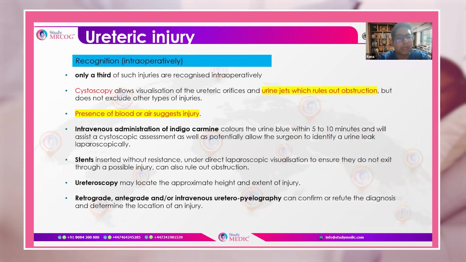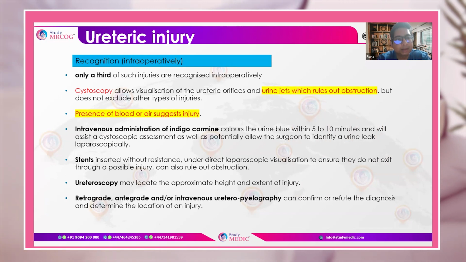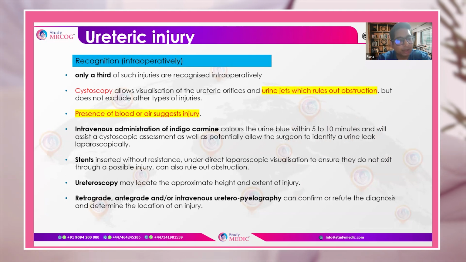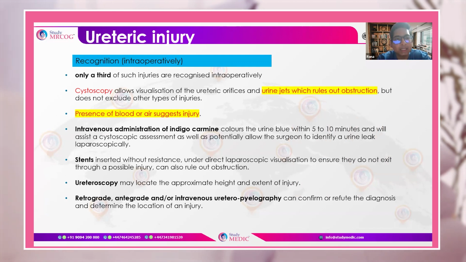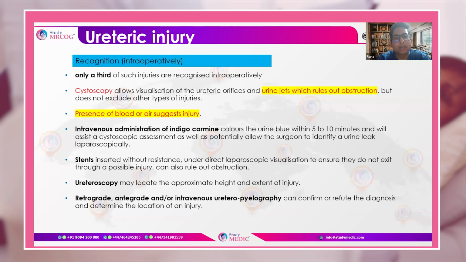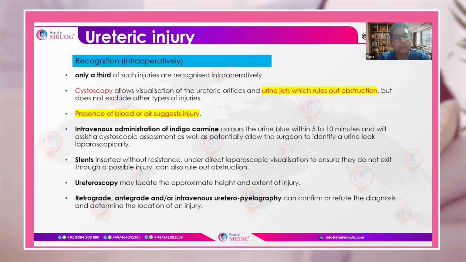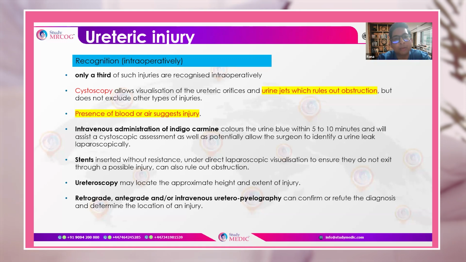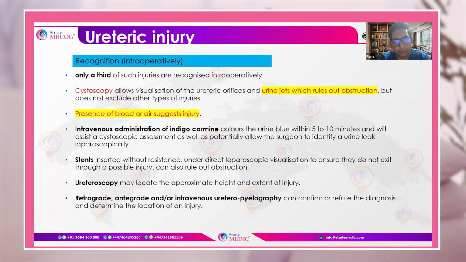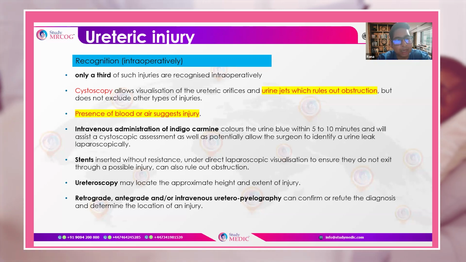Recognition depends on the intraoperative findings. Here the case has been presented intraoperatively, so you need to tell the examiner the intraoperative management. Intraoperatively, the best way to identify is cystoscopy, where you can visualize whether the ureteric jets in the bladder are present or not. On the injured side, the ureteric jet from the ostium, the opening of the ureter, will be absent as it has been injured. Sometimes you can also see the presence of blood and air from the injury area.